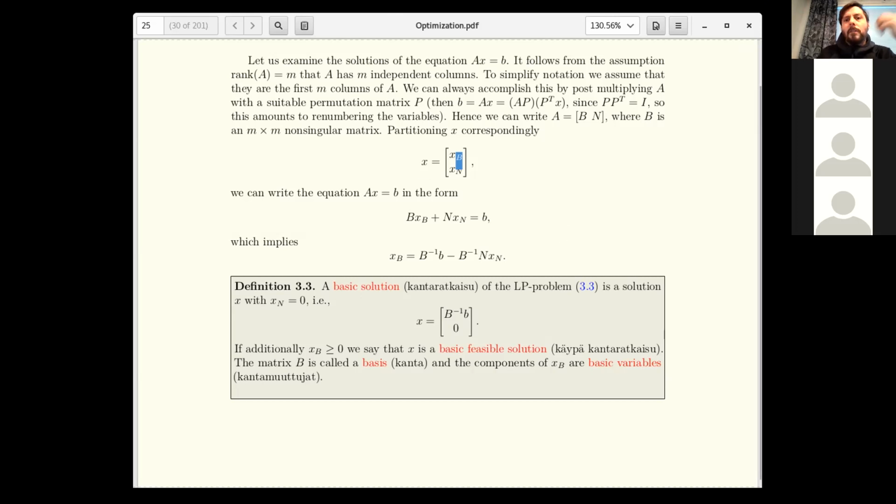So this is the beauty of it, that we can do this. And let's see what we can build from that. So if we can find such a basic feasible solution, then maybe we have some solution. It may not be minimal yet, but we have something to go with.